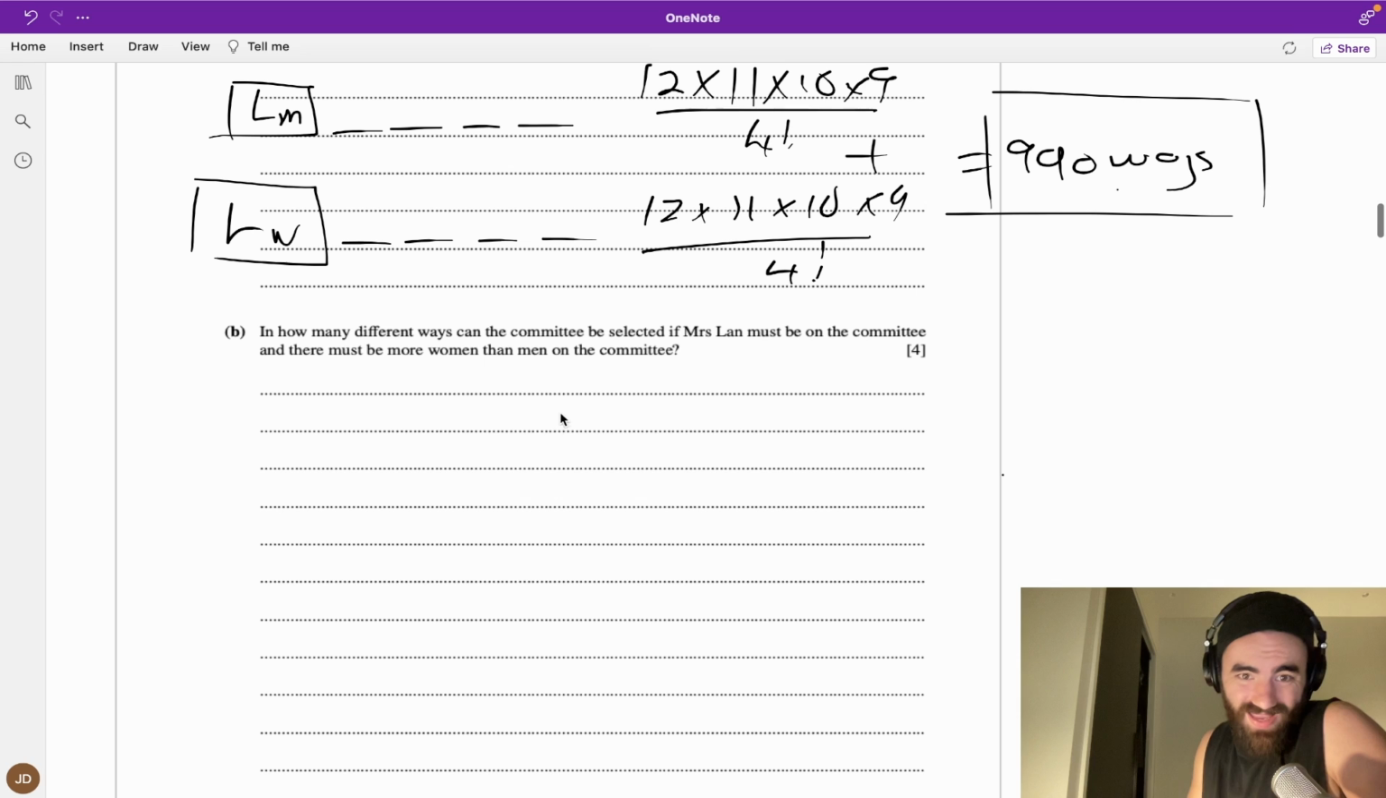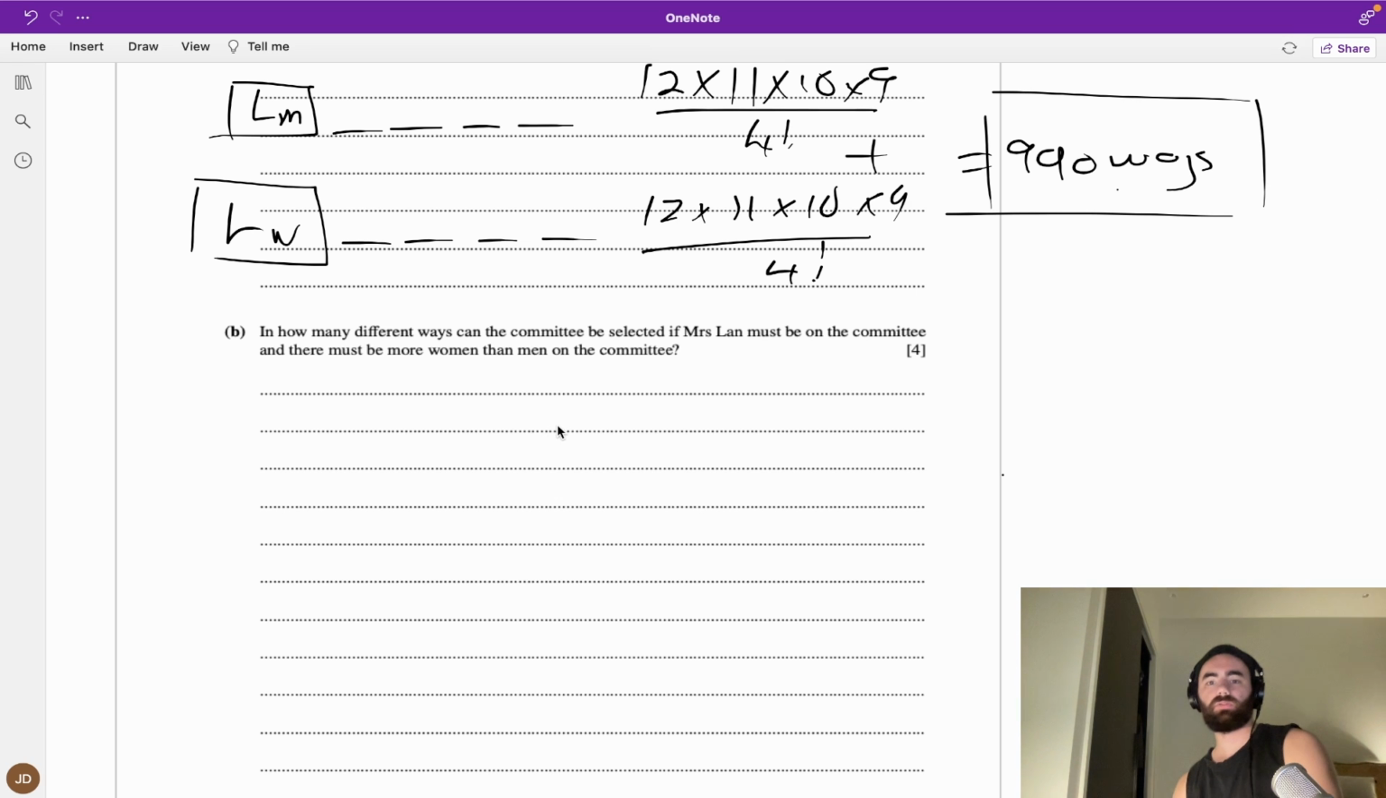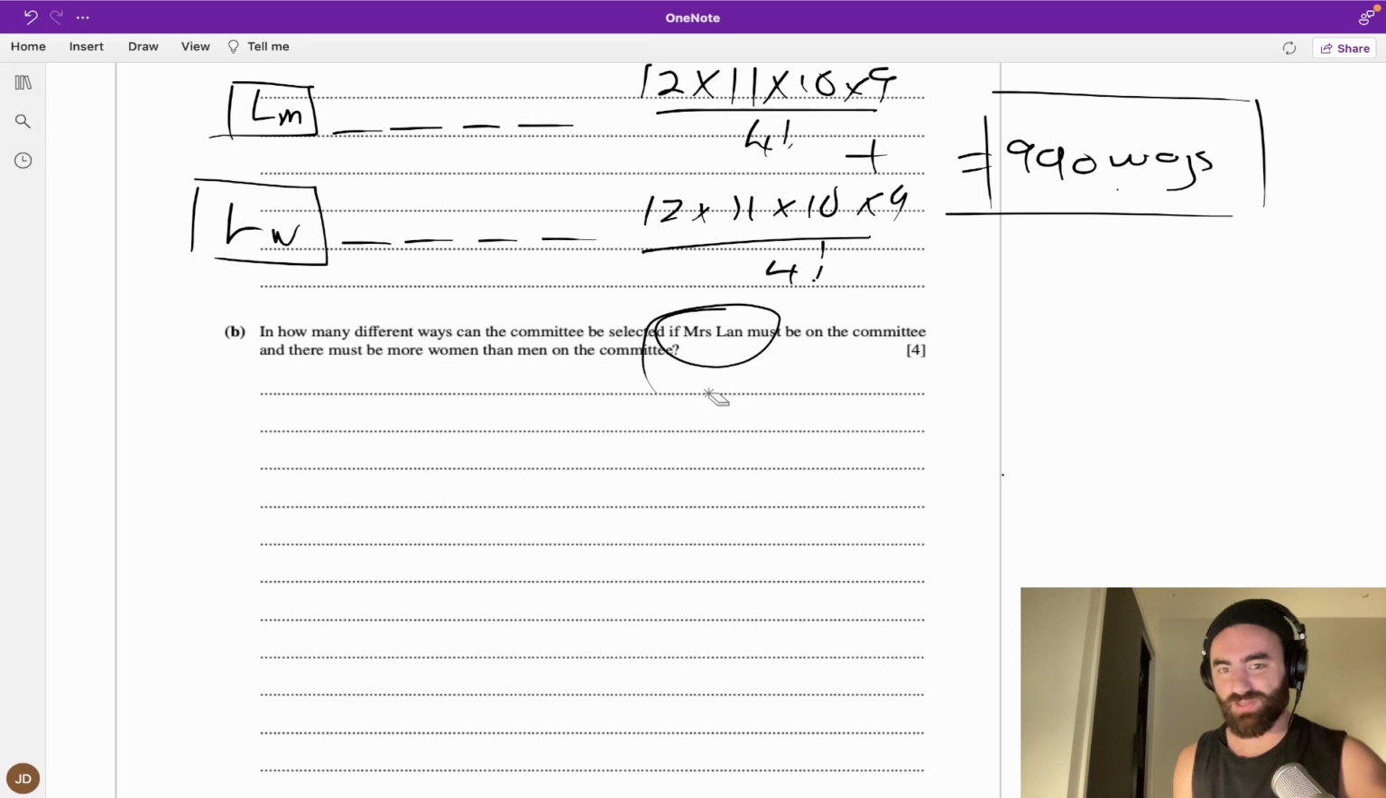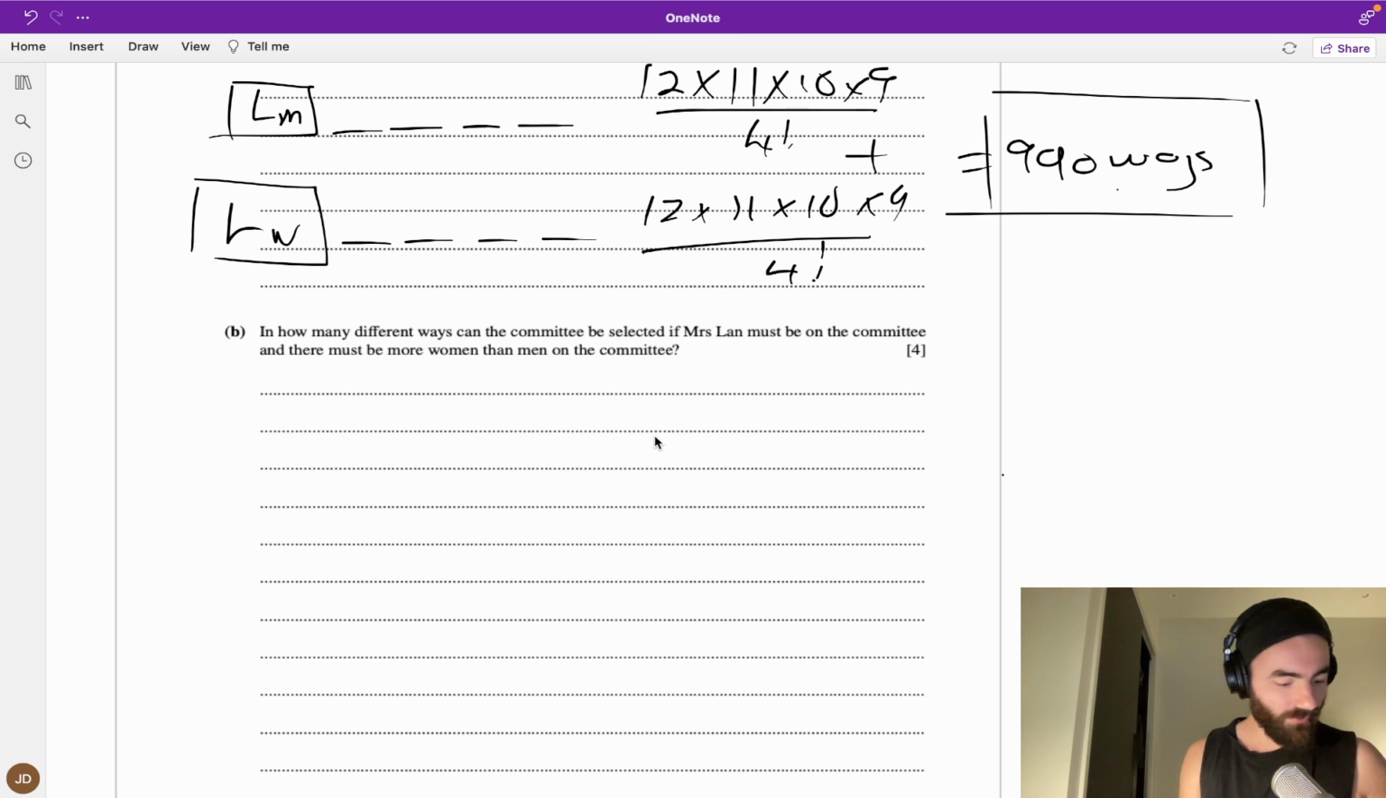In how many different ways can the committee be selected if Mrs. Lan must be on the committee? Man, she's getting some serious privilege here. She must be like really good at reading. And there must be more women than men.